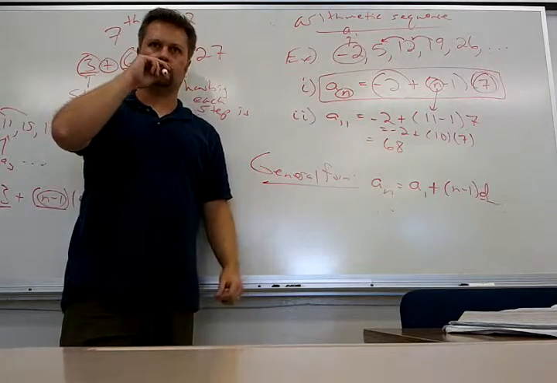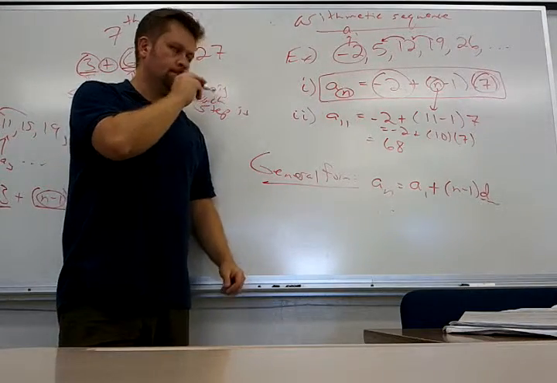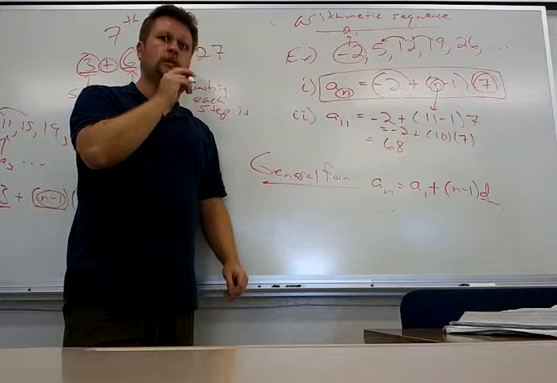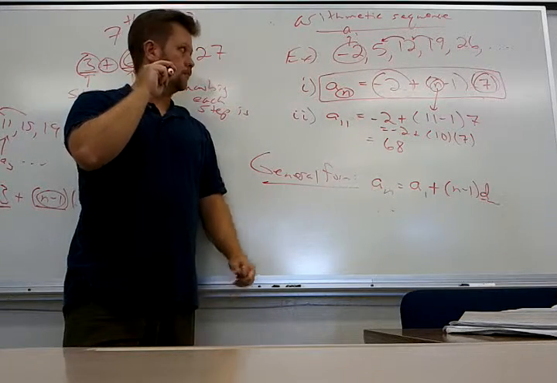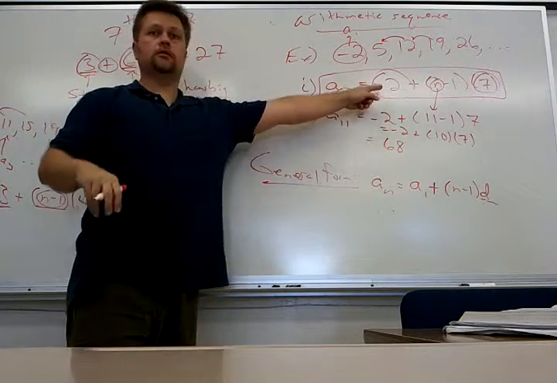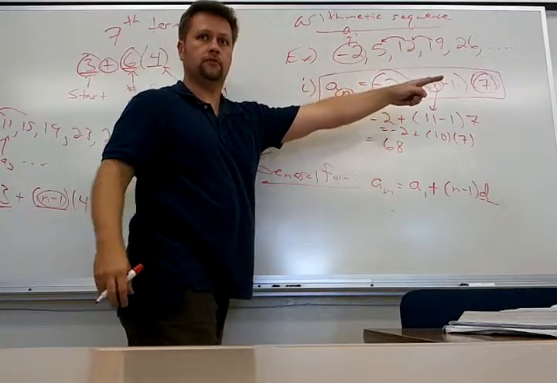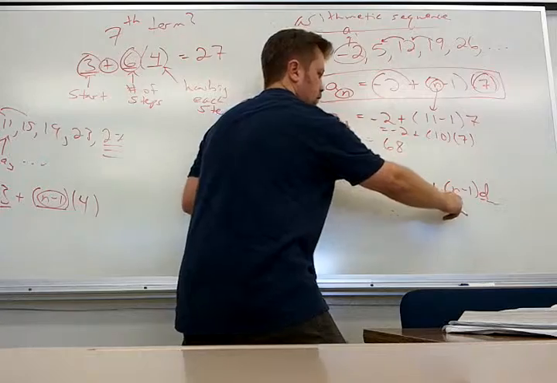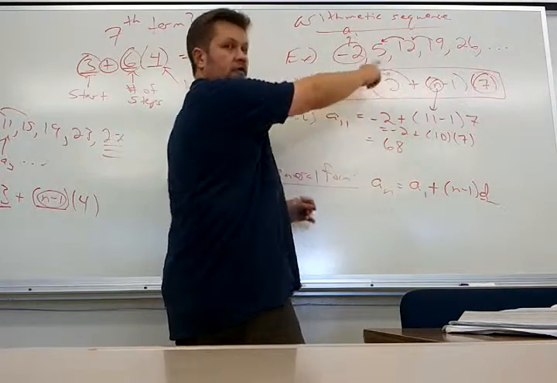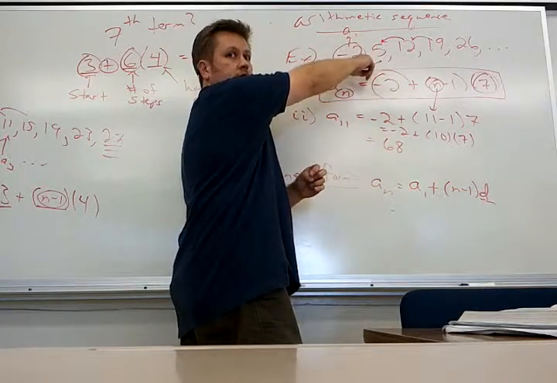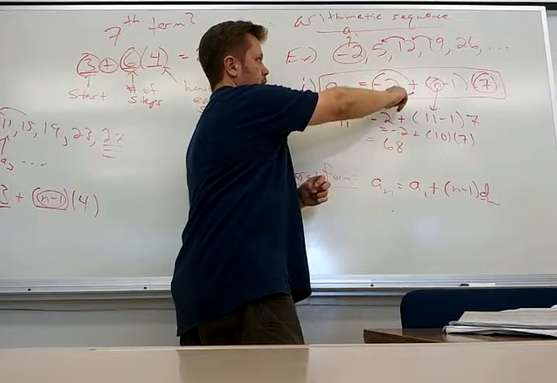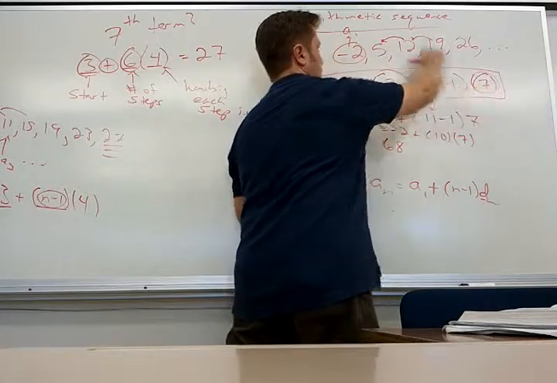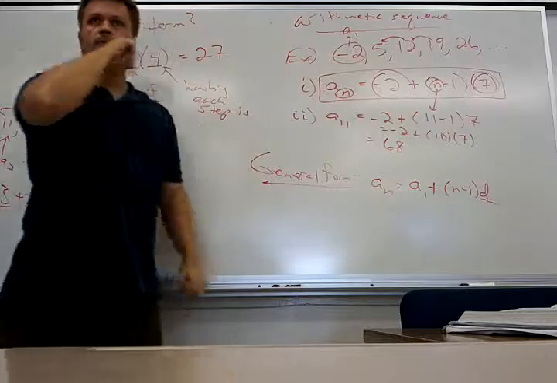For the first example, are they going to ask us what AN is? Do you want us to put AN and then the distance? No, you have to tell me what AN is. It would be the general formula, A1 plus N minus 1 times D. Specifically for this sequence, A1 is negative 2, plus N minus 1 times the distance, which is 7.